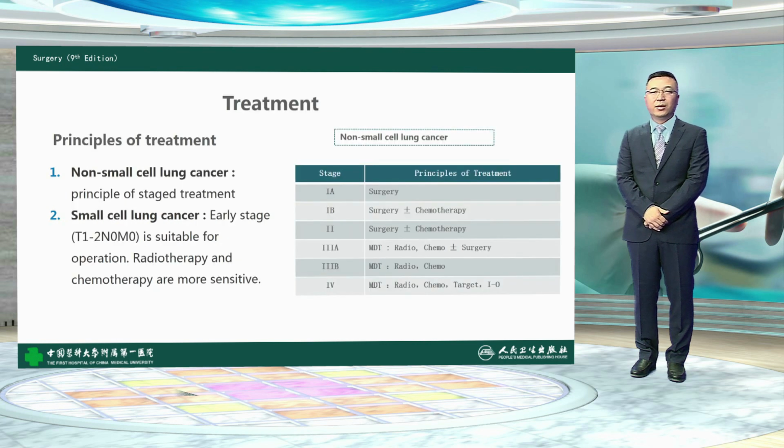Treatment. The principle of treatment for non-small cell lung cancer is according to the stage. As shown in the table, surgery can be used from stage 1A to stage 3A. For small cell lung cancer, the early stage is suitable for operation. Radiotherapy and chemotherapy are more sensitive.